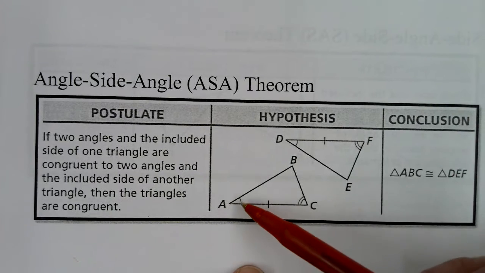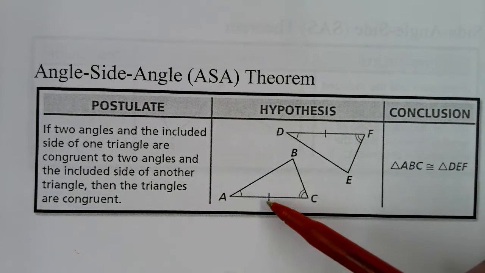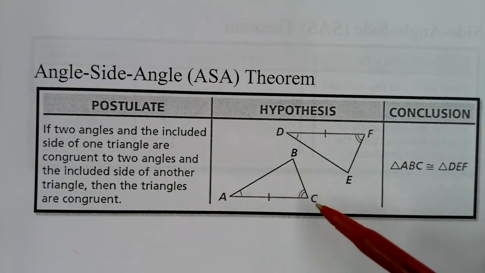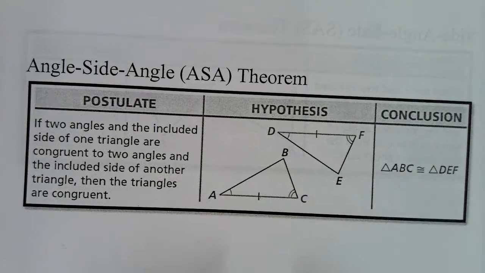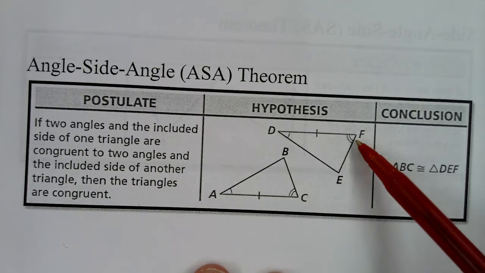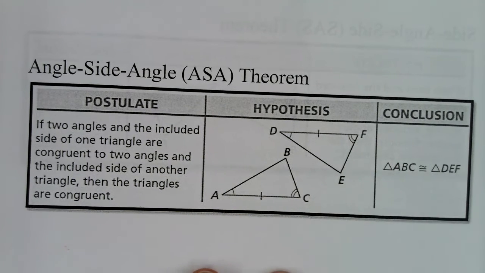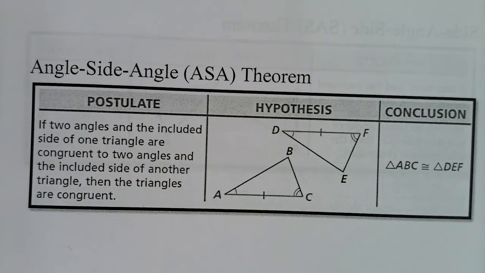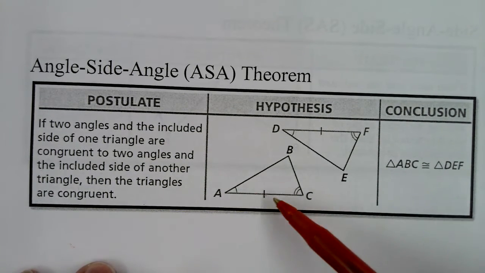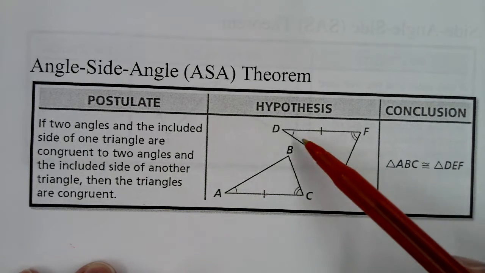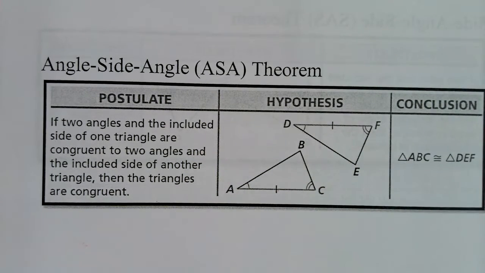So this one is angle, side, angle. If two angles and the included side, this is the included side for these two angles, of one triangle are congruent to two angles and the included side of another triangle, then the two triangles are congruent. So it has to be the included side. So angle, included side, angle. That's enough to prove that the two triangles are congruent.